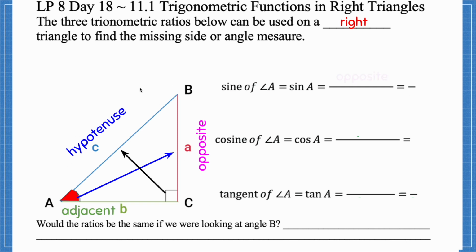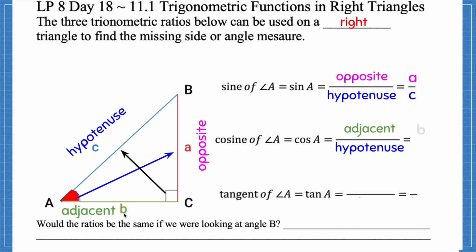Understanding how we label this is going to help us, because we literally just plug these in. Sine is opposite over hypotenuse. Opposite is A and hypotenuse is C. Normally we're going to have numbers here, and I would just plug them in. I'd have A over C. Cosine is adjacent over hypotenuse, so that's B over C. And tangent is opposite over adjacent, so that's A over B.